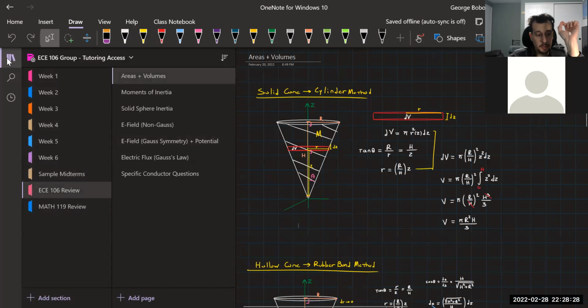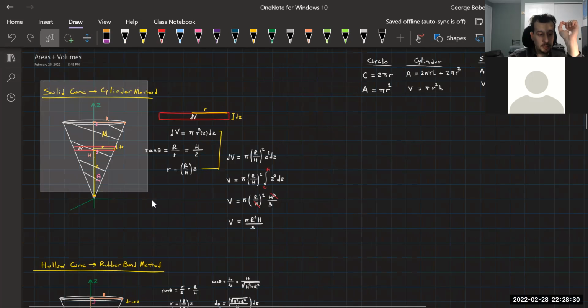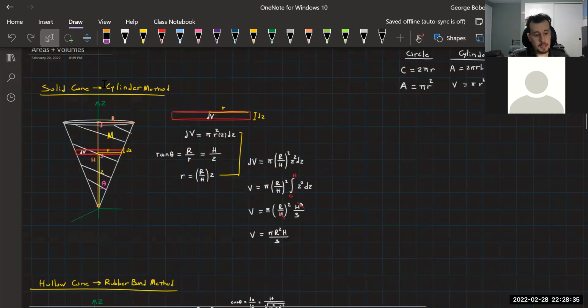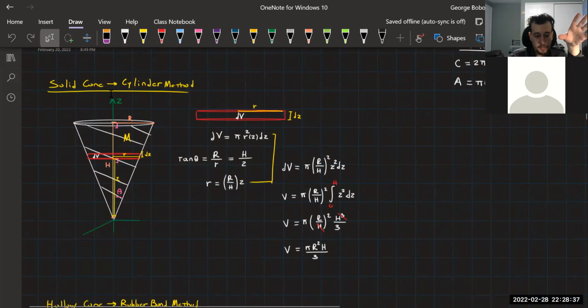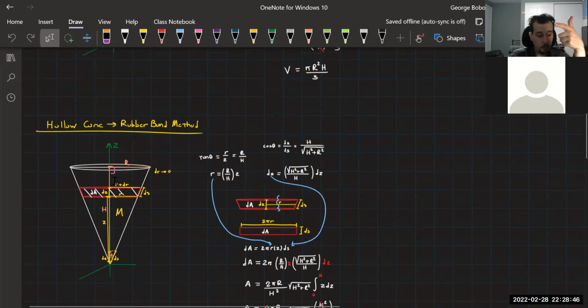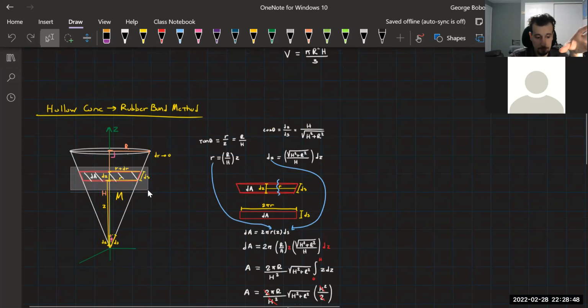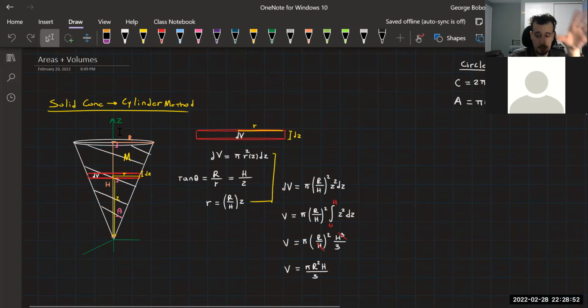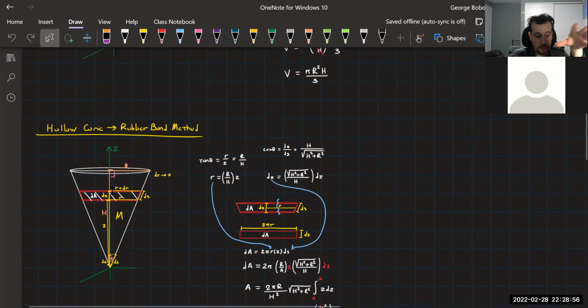If you ever forget how to do volume integrals, Math 119 should also help you there. You do volume integrals by filling up your shape with little solid cylinders, and the area integrals are like rubber bands around your shape. Please remember these techniques from math: filling in with solid cylinders, and filling in with rubber bands and stretching them.